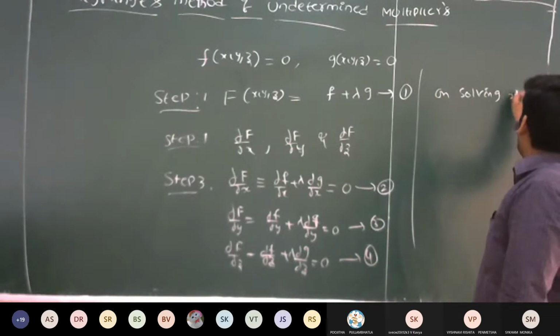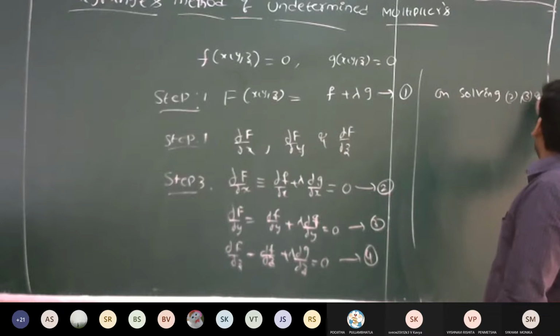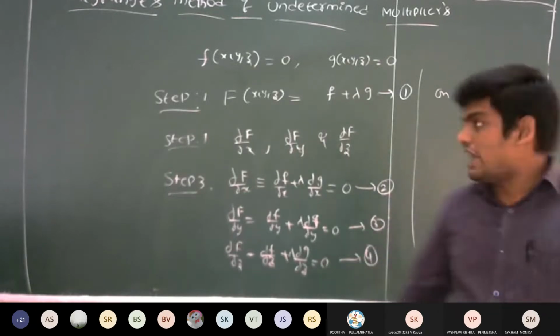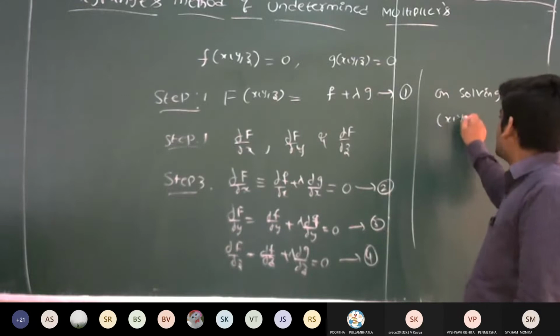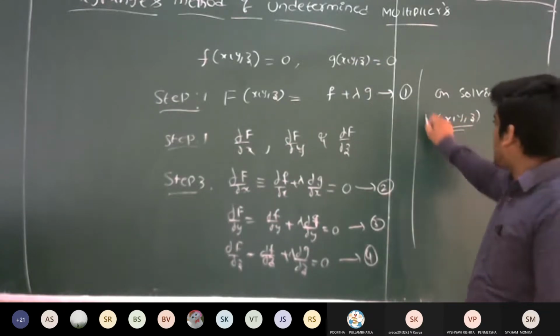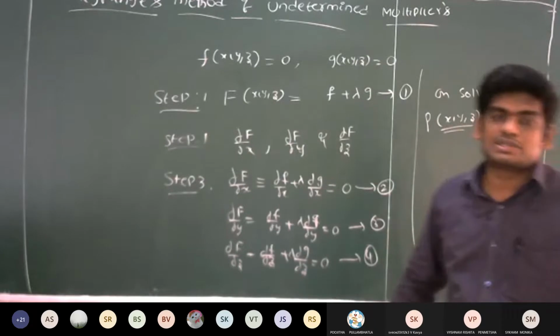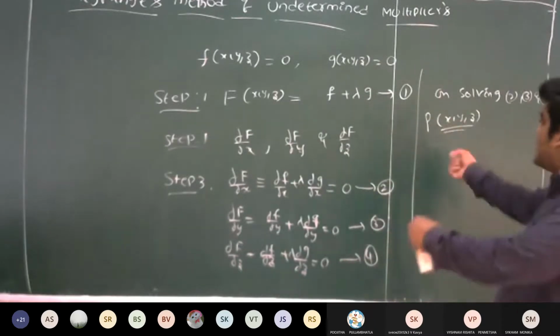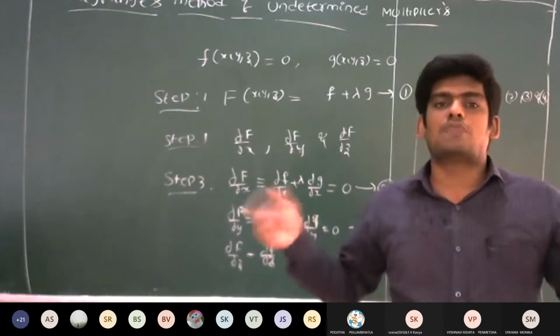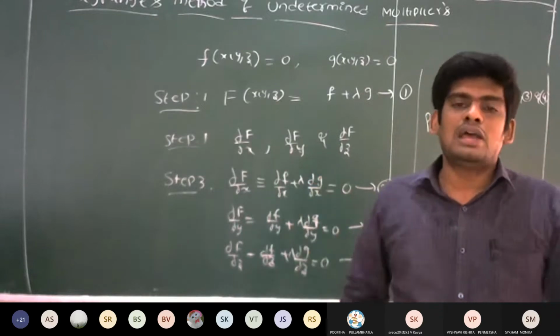On solving 2, 3, and 4, you will get the value of lambda as well as the value of x comma y comma z. So that means it is a point P of x comma y comma z. At this point, the given function has a maximum value or minimum value.